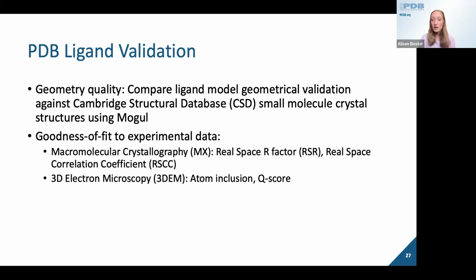The goodness of fit validation is method dependent because for macromolecular crystallography, the experimental data are diffraction data, whereas for 3D electron microscopy, the experimental data are maps. For macromolecular crystallography, the goodness of fit measures are real space R factor and real space correlation coefficient, whereas for 3D electron microscopy, the goodness of fit measures are atom inclusion and Q-score.